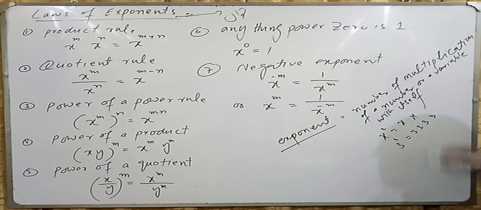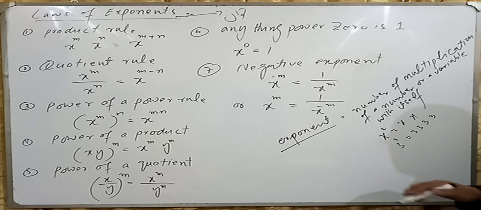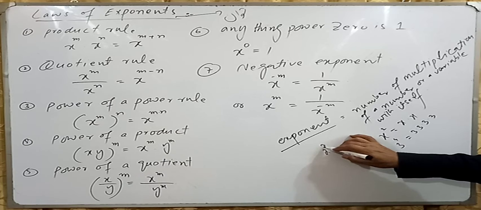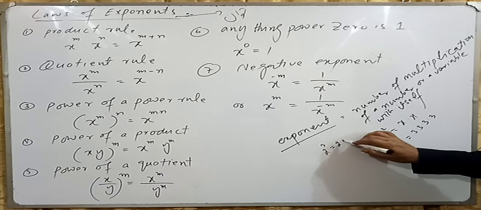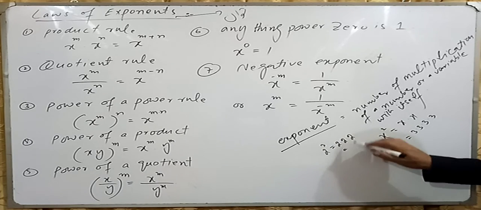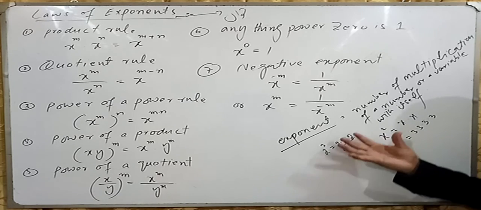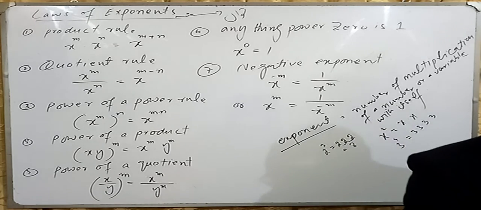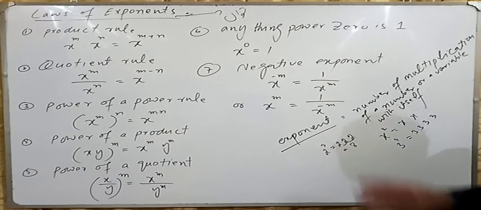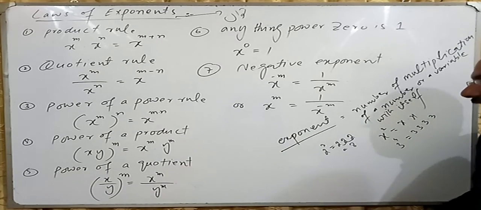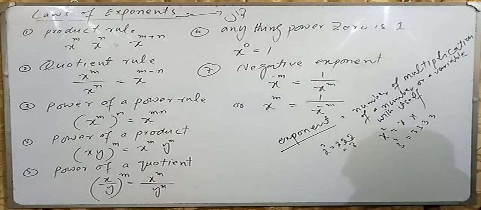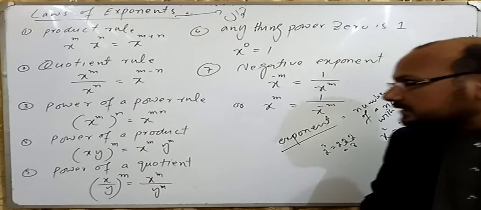3 3s are 9, 9 3s are 27, and 27 3s are 81, and so on. So by this way, you can say that exponent basically shows the number of multiplications. For example, 2 power 3 means 2 times 2 times 2, which is equal to 8. 2 2s are 4, 4 2s are 8. So exponent shows the number of multiplications of a number, or of a variable, with itself. There are different laws of exponent.